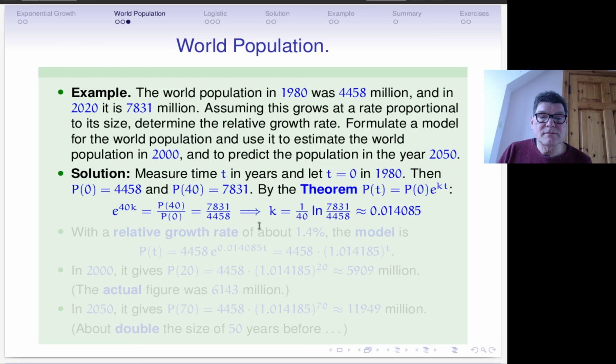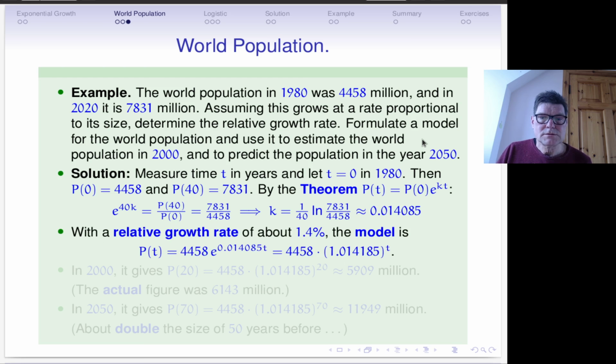And that gives a k constant, taking logarithms, dividing by 40, as 1 over 40 times the logarithm of 7,831 divided by 4,458. That comes out as approximately 0.014. So that's a relative growth rate of 1.4%, and so we've determined our model.